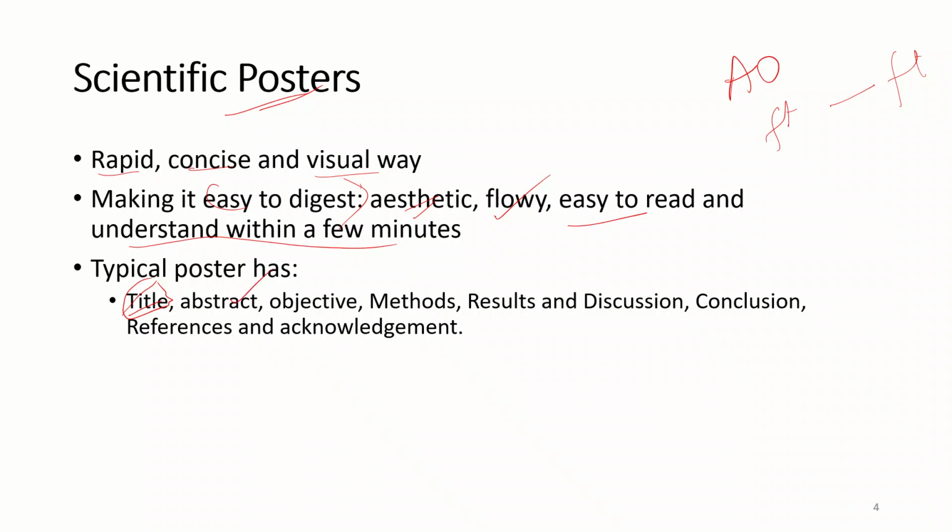Then there's the abstract, objectives, your methods, the results and findings of the study, and the conclusion. Then the main references, because we can't have more references, so at max 3 or 4 maybe. And then the acknowledgement of your funding agencies and all. So that makes a typical poster.